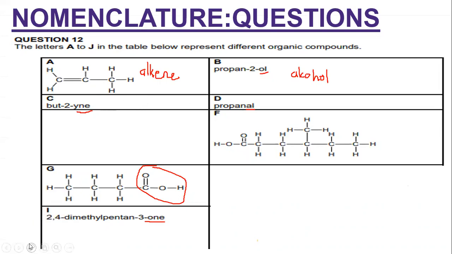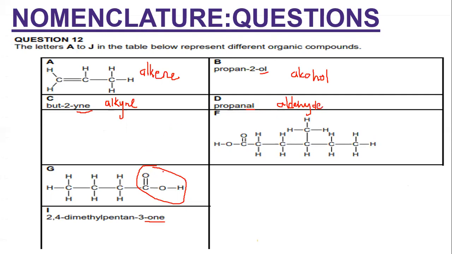Okay, this would be an alkyne. So it's A-L, al, yes, alkyne. That's why it ended with this ion. And we say this would be our aldehyde. Okay, this would be our aldehyde. Okay, aldehyde because of this al.